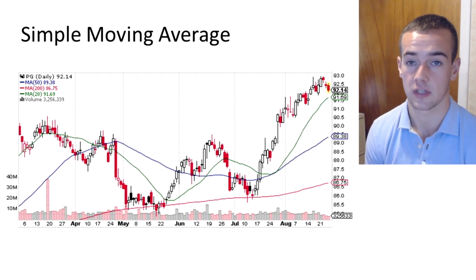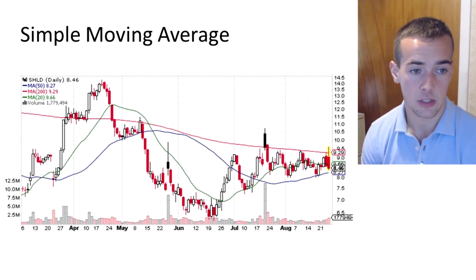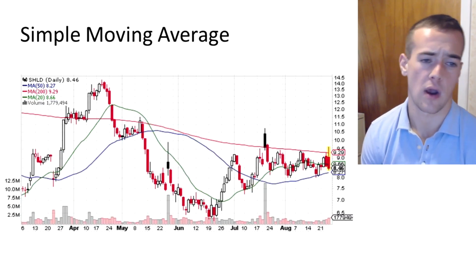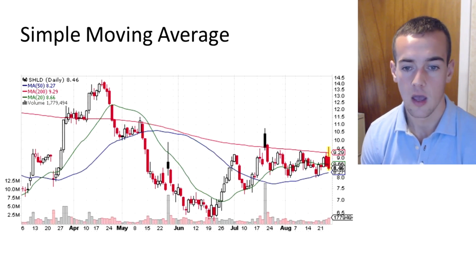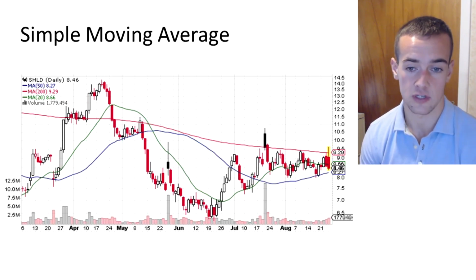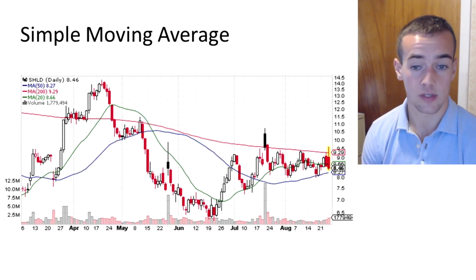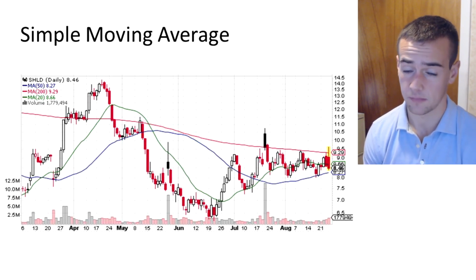So this is the optimal signal for as far as simple moving average goes, in what order you will see them. Now here we have Sears Holdings. Before that was Procter & Gamble on the previous chart there. But as you can see here, the 200-day simple moving average is highest, the 20-day simple moving average is second highest, and the 50-day simple moving average is lowest. So this is not what you want to see. This is not the order you want to see these in.